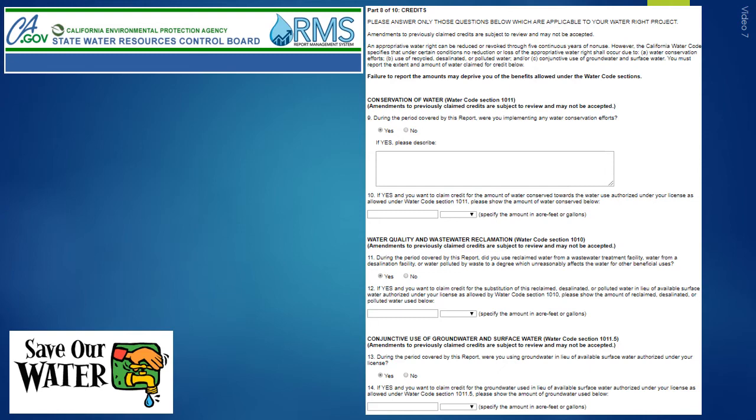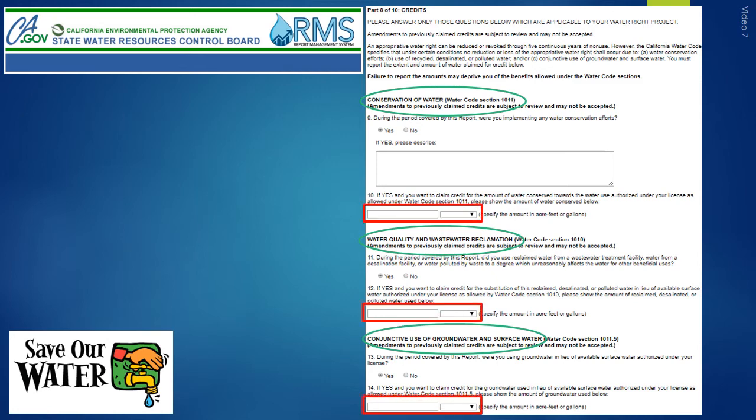The credit reporting is divided into 3 sections: conservation of water, water quality and wastewater reclamation, and conjunctive use of groundwater. Each section requests that the user quantify the amount of water conserved. The quantity conserved can be used by the Water Board to account for reductions in the reported amount of water used in order to prevent the water right being forfeited due to non-use. We will break out the 3 sections on the following screens.